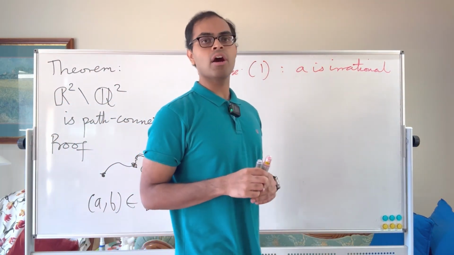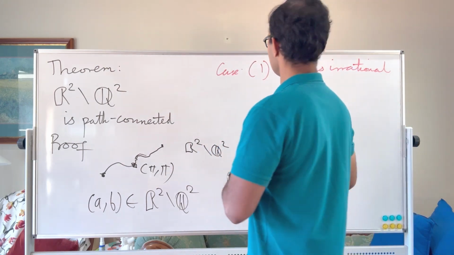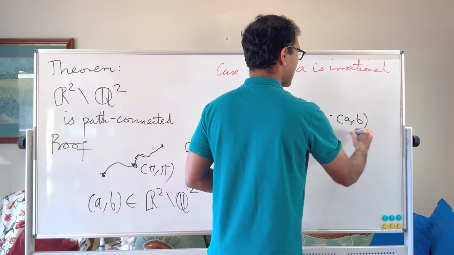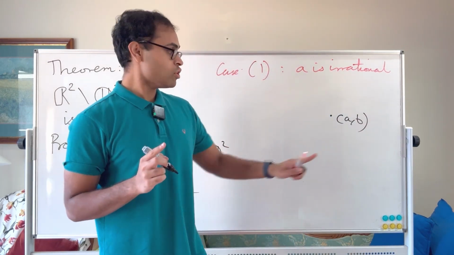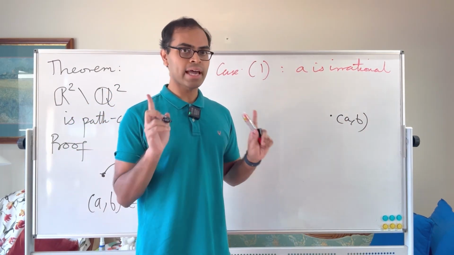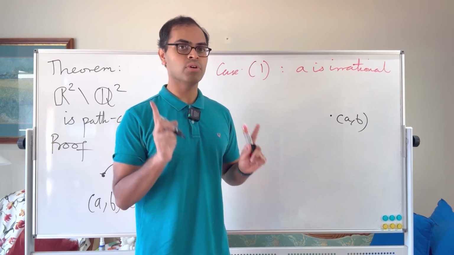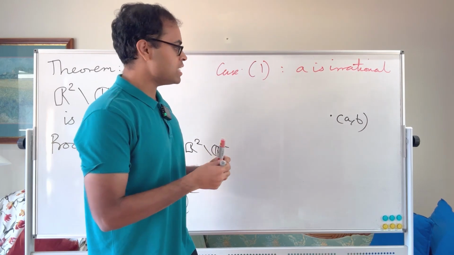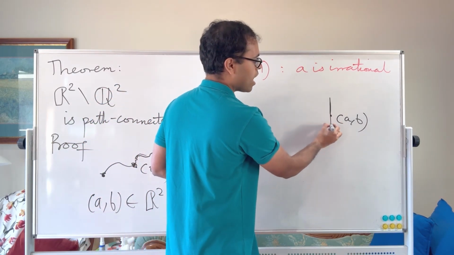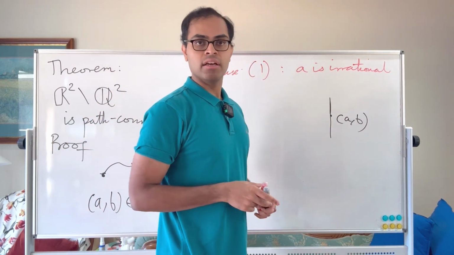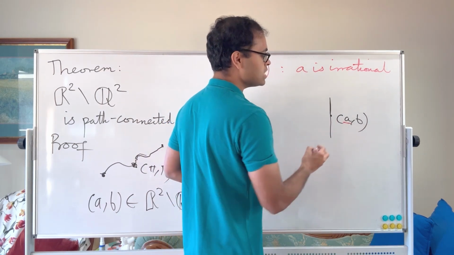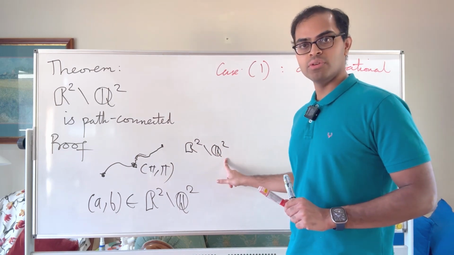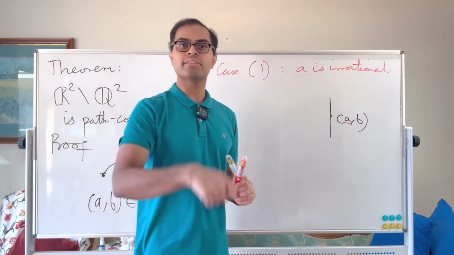How are we going to connect (a, b) to (pi, pi)? Well, here's what we're going to do. We know a is irrational. It's the x coordinate, so we have our (a, b). Now, because a is irrational, b may be rational, and that would be a fine point in R2 minus Q2. However, if we change the b, the y coordinate, by going on a vertical line, our x coordinate is always going to be a. So our x coordinate is always going to be irrational, and our vertical line is going to be inside R2 minus Q2. So we are allowed to move freely on the vertical line.